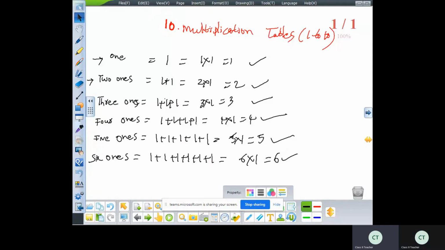Next, 7 times 1 means 7 ones. Here 1 is repeated 7 times. 7 into 1. 7 ones are 7.